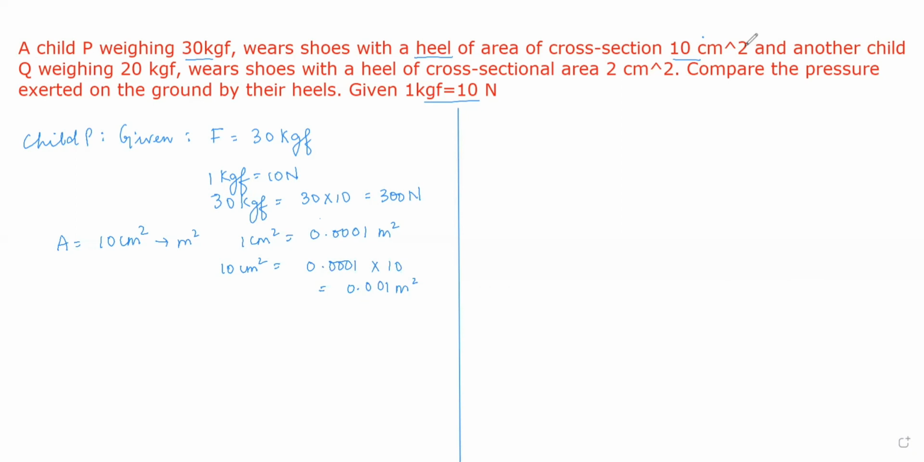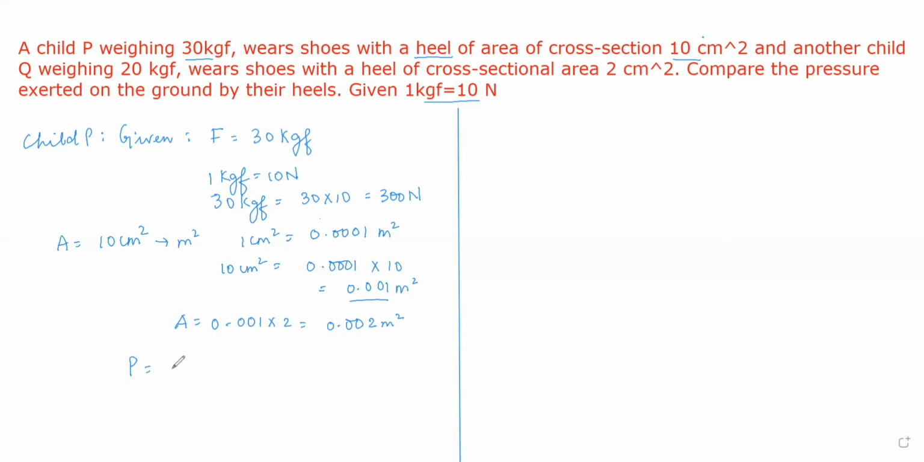But of course, a child will be wearing heels on both the feet, right? Both the feet will be having the heels. So we will multiply this value into 2. So that is 0.001 into 2, that is 0.002 meter square. That will be the value of area for both the heels. Now let's find out the pressure.